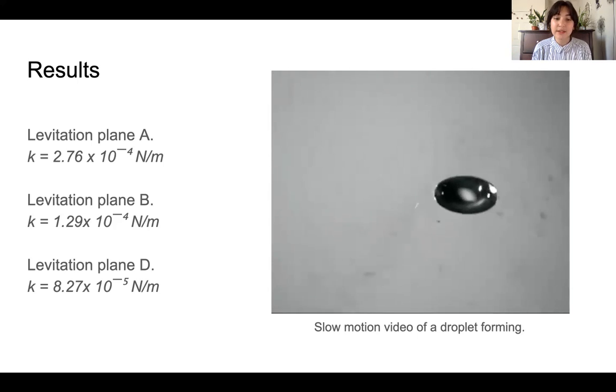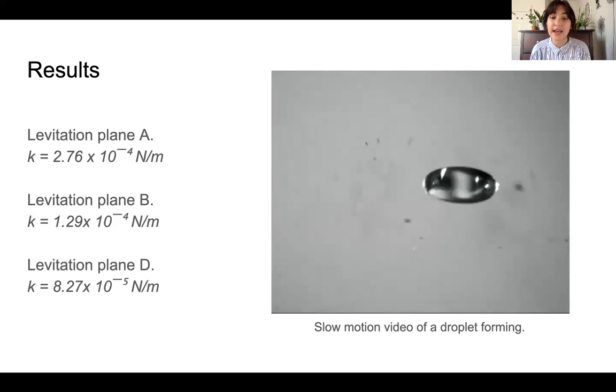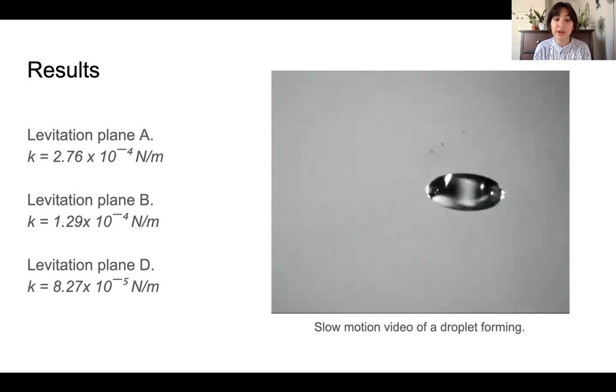In order to determine the mass, the shape of the droplet is approximated as an oblate ellipsoid. The horizontal periods of oscillation are measured to be 0.2 seconds at A, 0.3 seconds at B, and 0.5 seconds at D. The average effective trapping stiffness values determined from the same K expression as before are 2.76 times 10 to the negative 4th newtons per meter for A, 1.29 times 10 to the negative 4th newtons per meter for B, and 8.27 times 10 to the negative 5th newtons per meter for D.